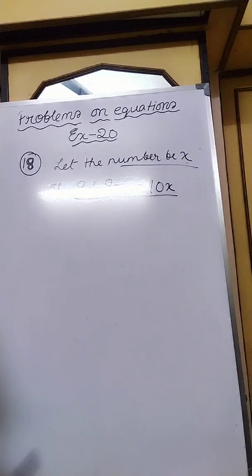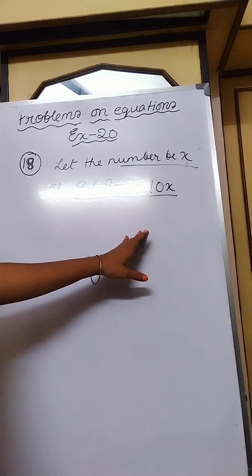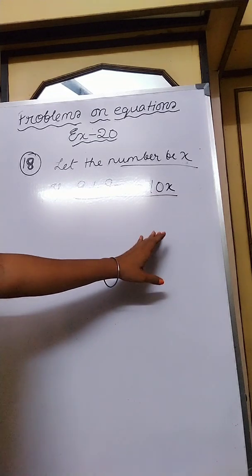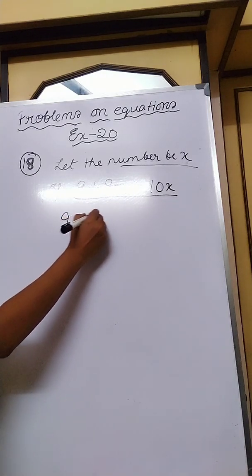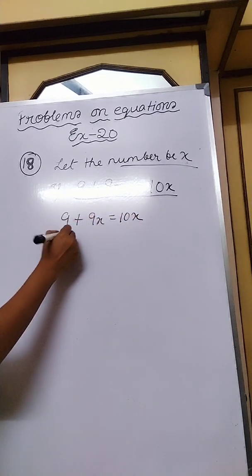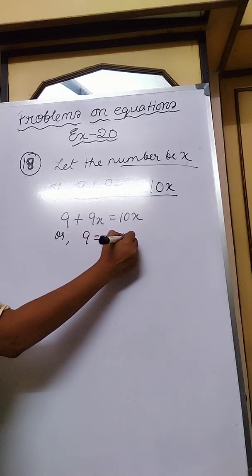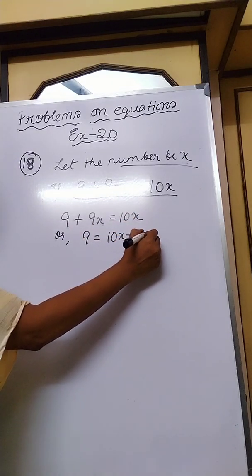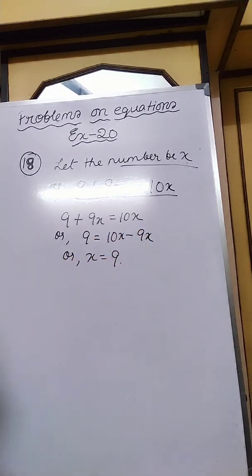This equation you have to solve. If 9 is added with 9 times a number, the sum is coming 10 times the number. Find the number. So we need to solve the equation and evaluate x: 9 is equal to 10x minus 9x, or x is equal to 9. Simple.